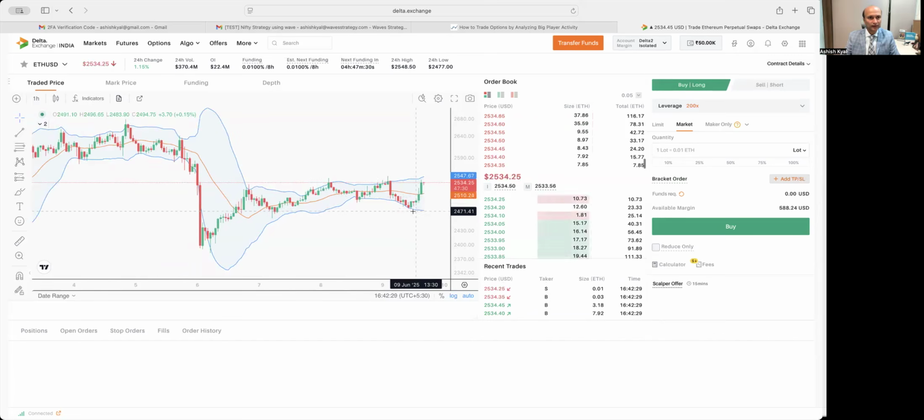So we can clearly see there has been a very, very narrow range bound movement that has been going on in Ethereum for quite some time. And we can clearly see that happening. This was the crash where on the daily chart, it looks like a crash on hourly.